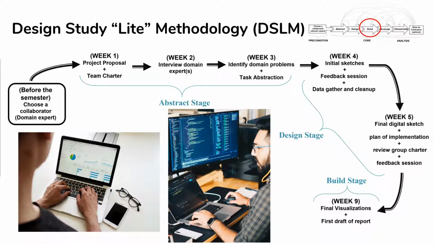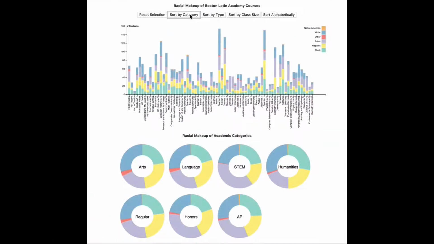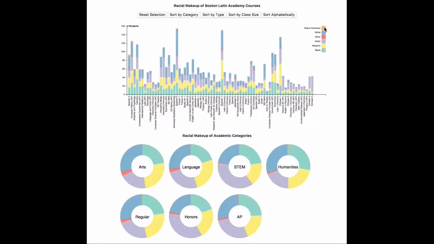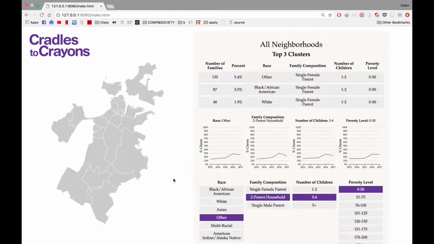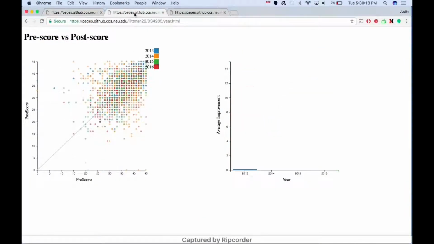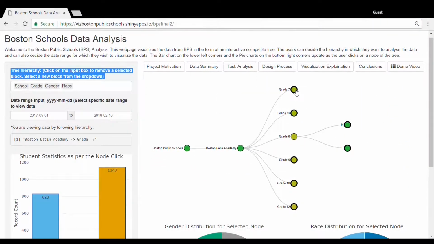Let's look at some of the demos of the final visualizations that the students created for their partner organizations. These visualizations created by the students helped the partner organizations to better understand their data and enabled them to present and communicate their data more effectively to others. It also helped students to implement their classroom learning skills in the real world.